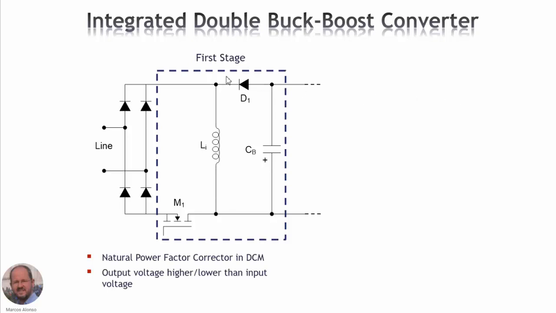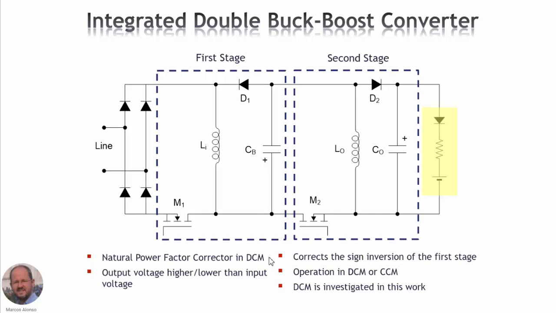Here we have the first stage, which corresponds to a buck-boost converter. We use a buck-boost converter here because with a buck-boost converter we can provide power factor correction automatically when the converter operates in discontinuous conduction mode. And also we can get an output voltage that can be higher or lower than the input voltage, so this is very flexible. And then we are going to add as a second stage another buck-boost converter as shown here.